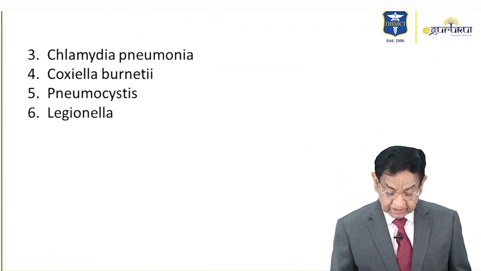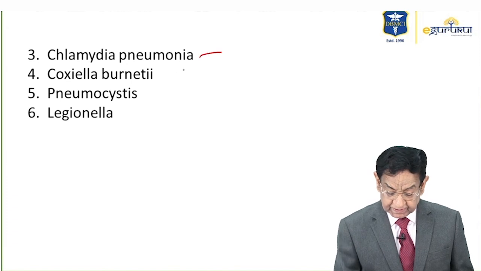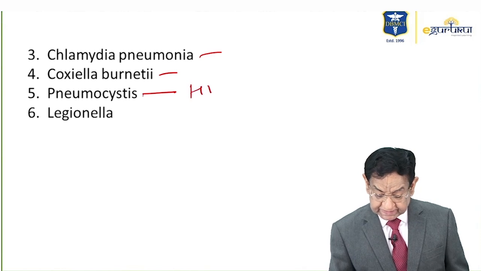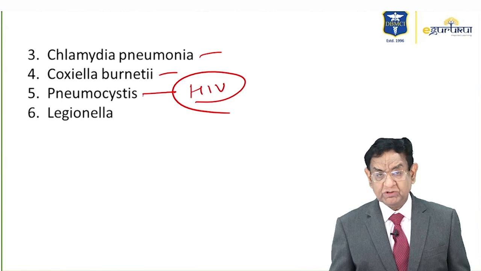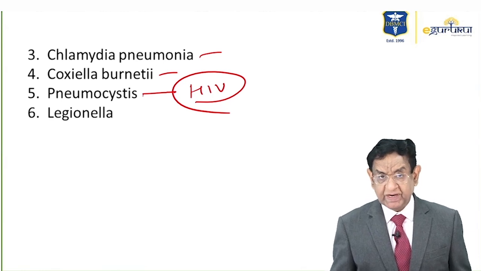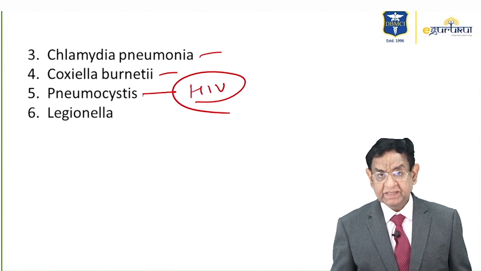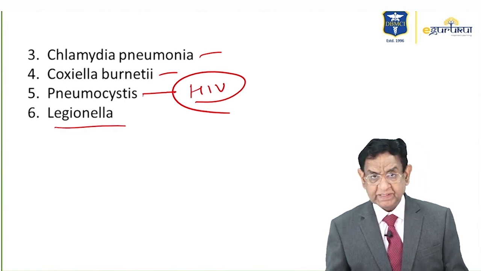Then, other than the virus and mycoplasma pneumonia, chlamydia, Coxiella burnetii, and pneumocystis, which is very, very important. This is the pneumonia which occurs in HIV patients. I have taken a special extra lecture on this topic in the category of lung infection. You can see details about pneumocystis in that particular lecture. Legionella is one more cause in elderly people.